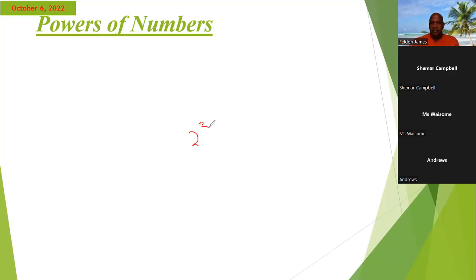And you raise it to the power 2, what would this mean to you, Mr. Shamar? 2 multiplied by 2. Right. Now, suppose you have 2 as a base number and you have 4. What would that mean?